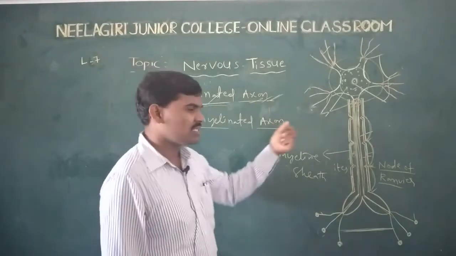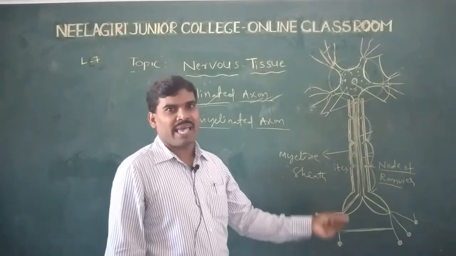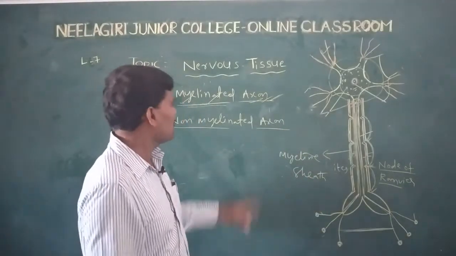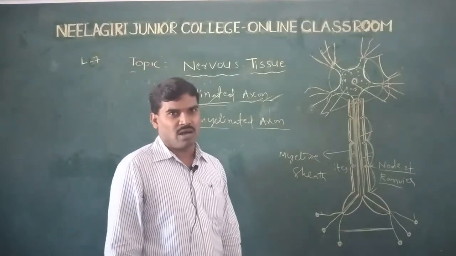Myelinated axons means that the outer surface of the neuron's axon is surrounded by a myelin sheath. This type of axon is called a myelinated axon.